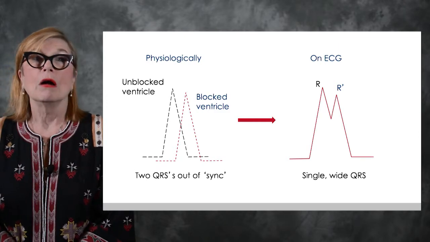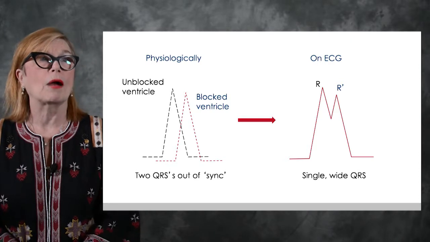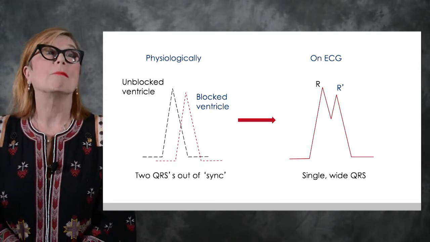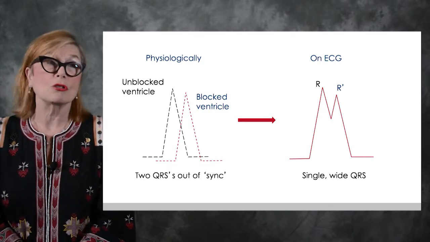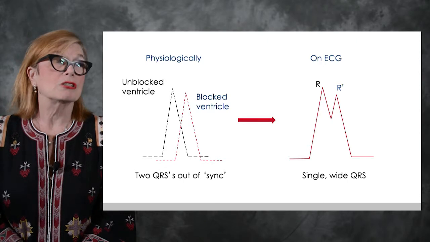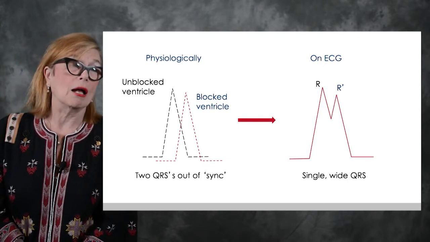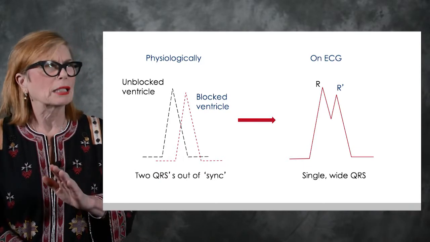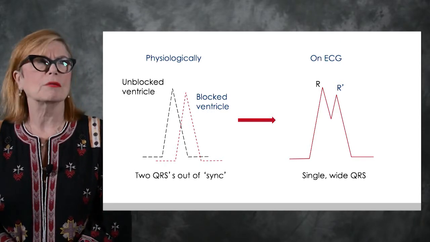R, R prime. The first R is the ventricle with the functional bundle being depolarized. The second R is the ventricle with the blocked current depolarized, because the heart is always going to depolarize, but it just does it in a different way, actually cell by cell by cell, rather than being activated by the network. So that's really important because we're seeing two different ventricular depolarizations.